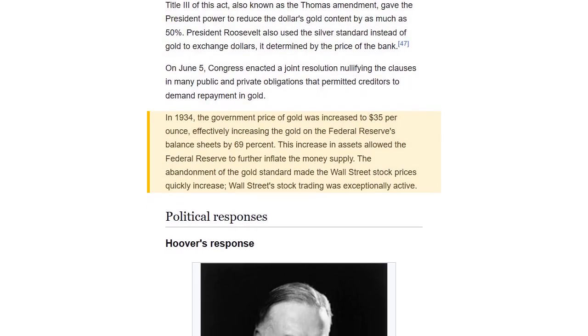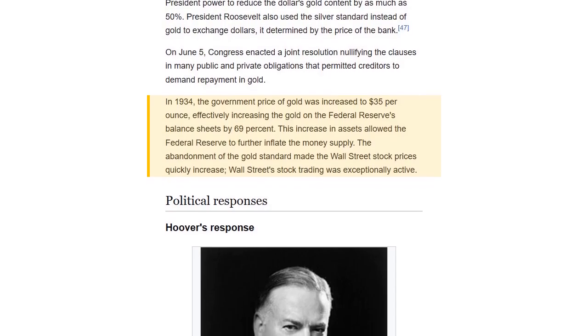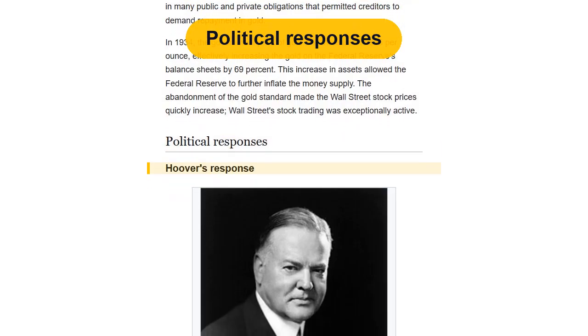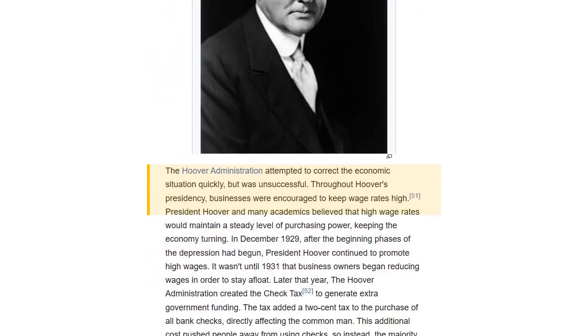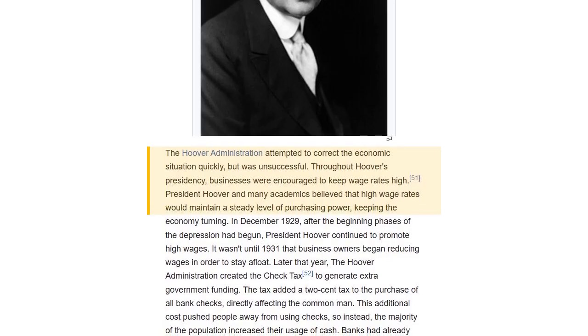The abandonment of the gold standard made the Wall Street stock prices quickly increase. Wall Street stock trading was exceptionally active. Political responses, Hoover's response. The Hoover administration attempted to correct the economic situation quickly, but was unsuccessful.